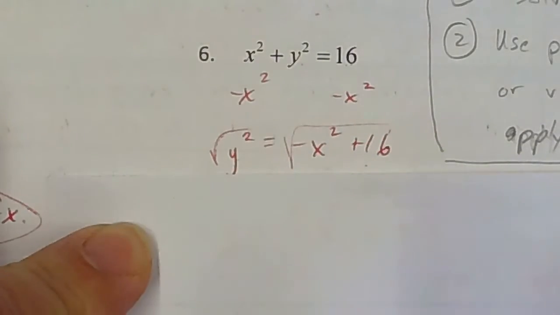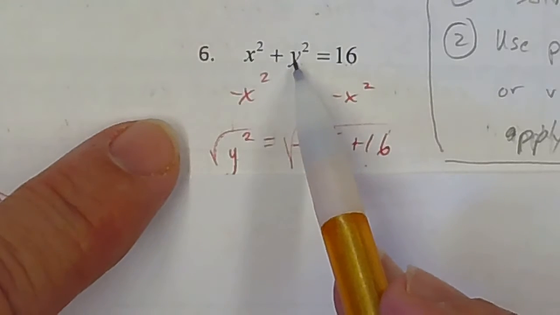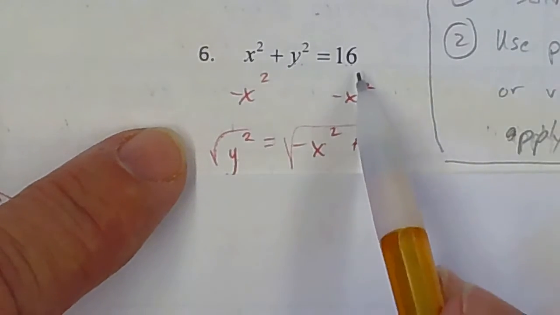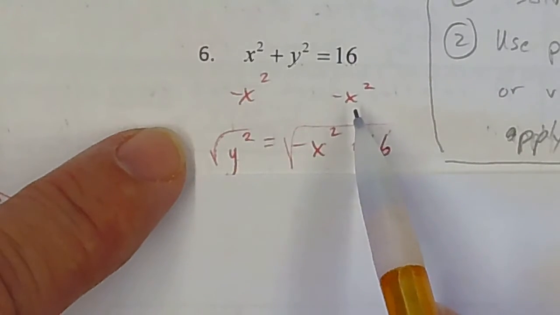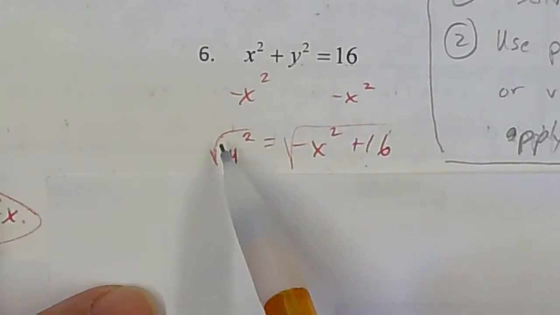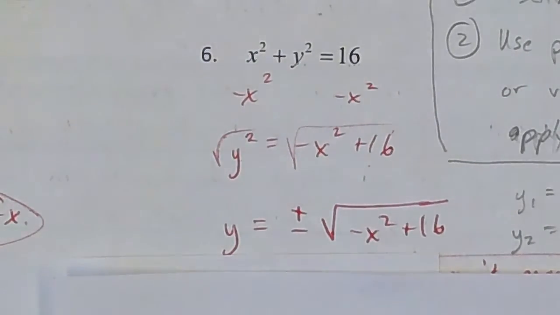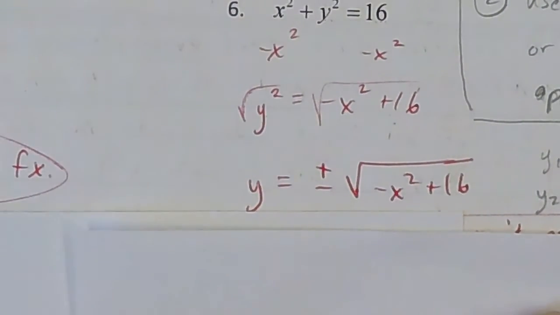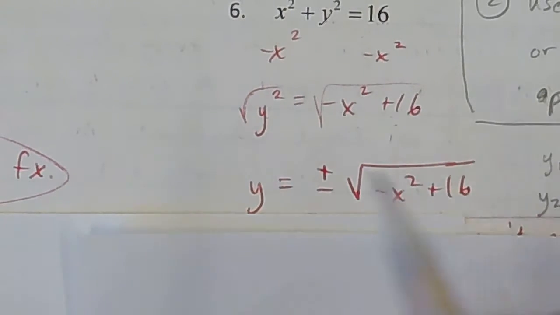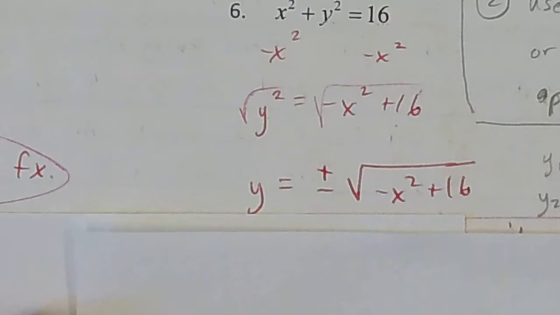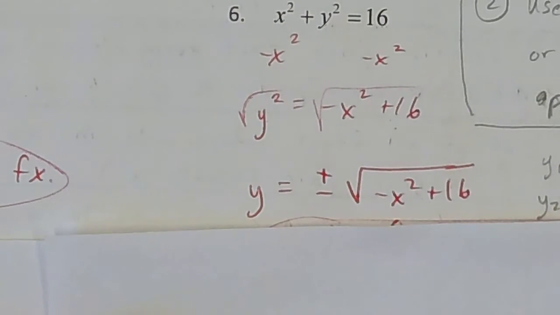I already put the square root in there. So basically we'd be writing y squared equals negative x squared plus 16, or if you wrote 16 minus x squared, it's fine. Okay. Now take the square root of both sides, and we get this. Y equals, remember when you manually do the square root, you have to add the plus or minus, even with functions like this and expressions.